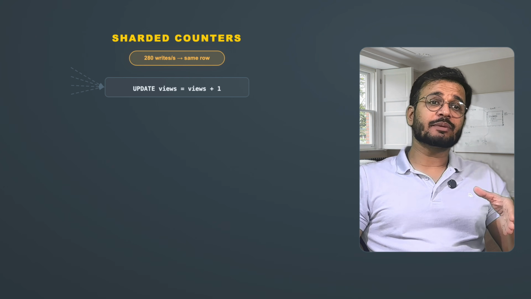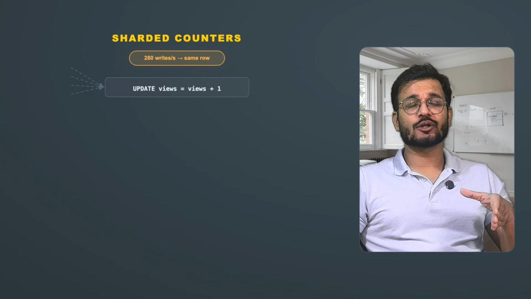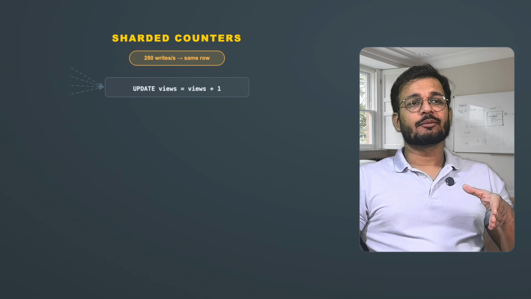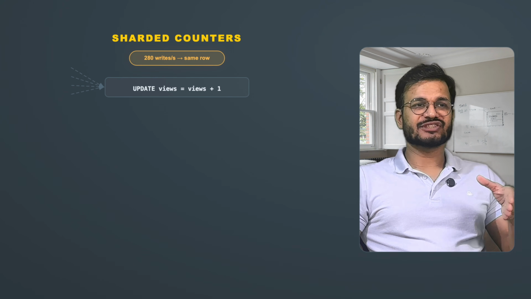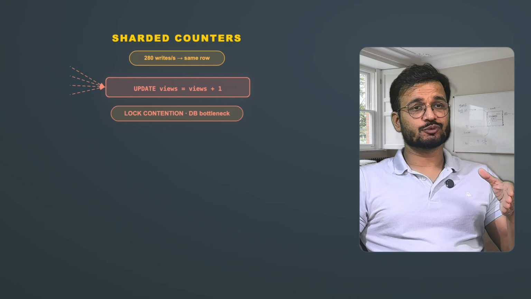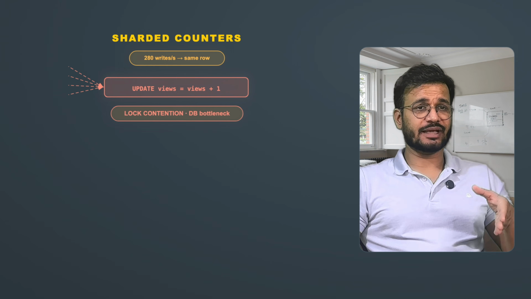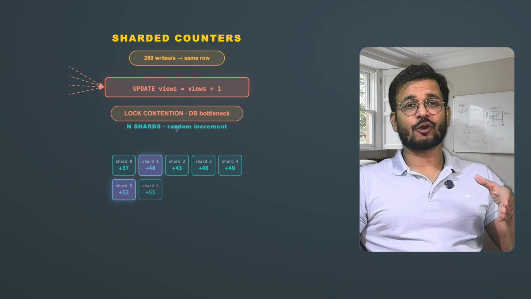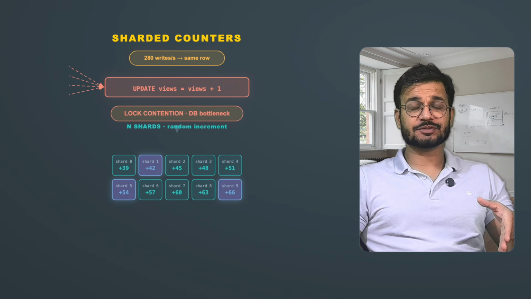In a naive implementation, you have a views column on the videos table. Every view is updated by doing UPDATE videos SET views = views + 1 WHERE video_id = X. At 280 requests per second, you have lock contention. The database becomes a bottleneck.